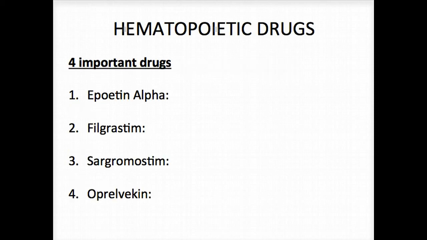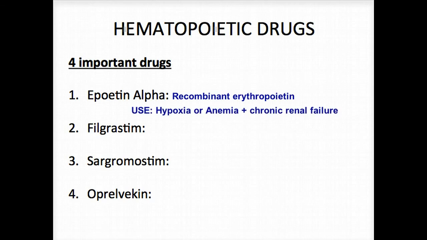And finally, there's four important hematopoietic drugs we need to know. The first is epoetin alfa, and this is a recombinant of erythropoietin. And erythropoietin comes from the kidneys whenever a patient is in either a hypoxic situation or is anemic. And the goal of giving this drug is to stimulate erythropoiesis. So why do we need this? Well, in cases of renal failure, we can't synthesize erythropoietin. So the use for epoetin alfa is either a hypoxic or anemic patient who also concurrently has chronic renal failure.